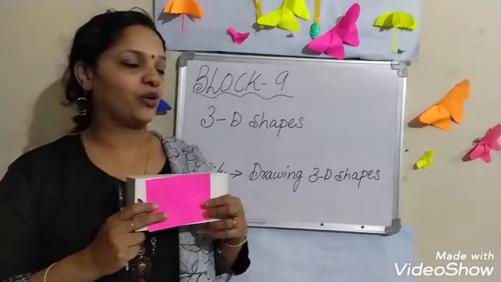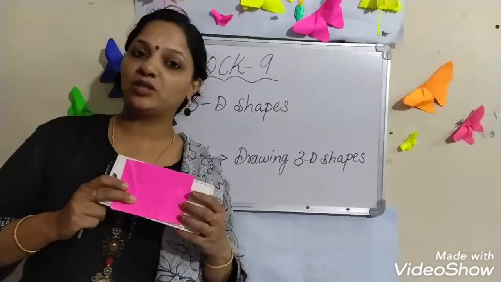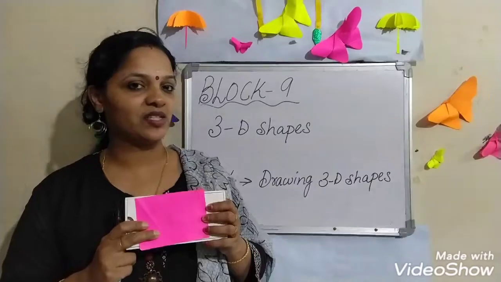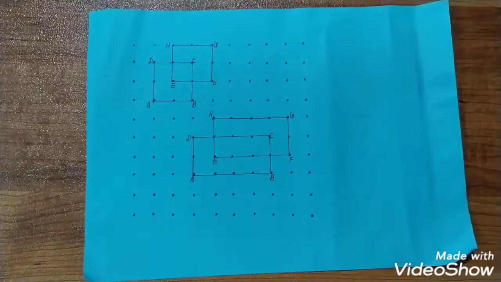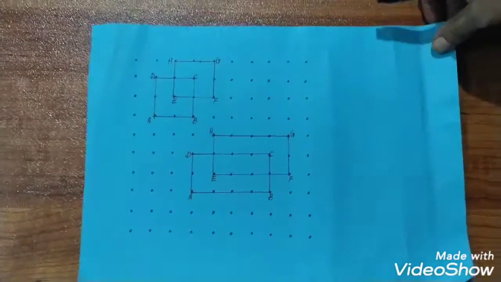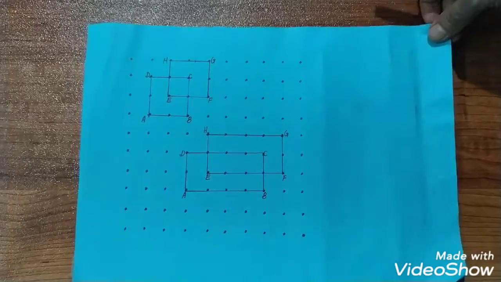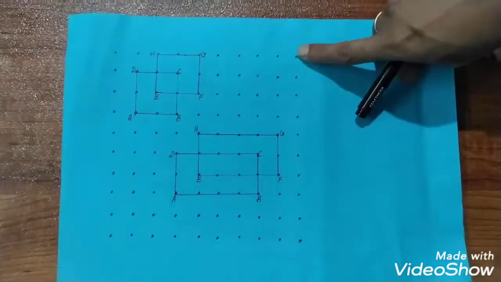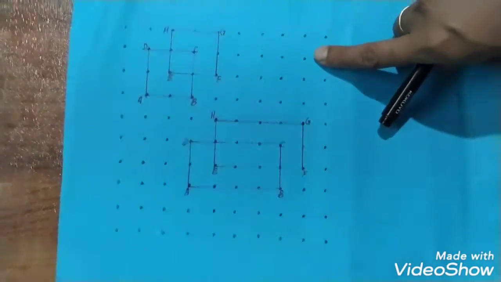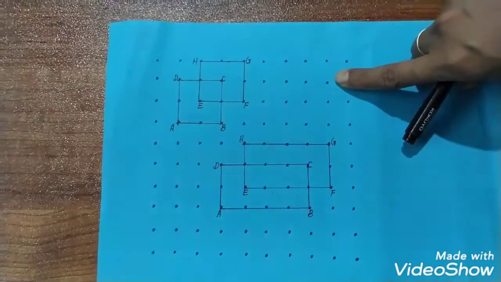Today we will draw 3D shapes on a dot paper. Let us do an interesting activity. To do this activity, you need to take one dot paper. Did you see this dot paper? You can prepare it at home. On this dot paper, we are going to draw 3D shapes.